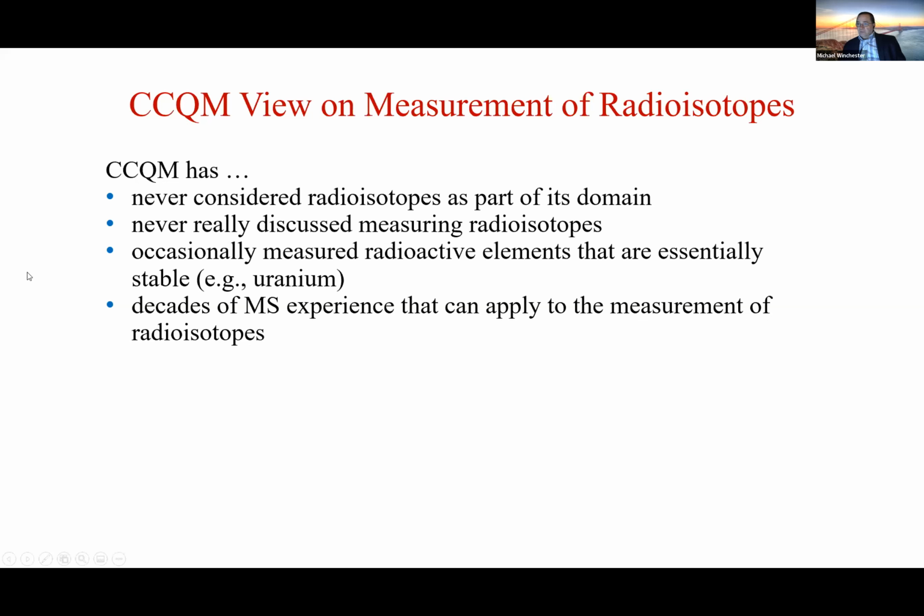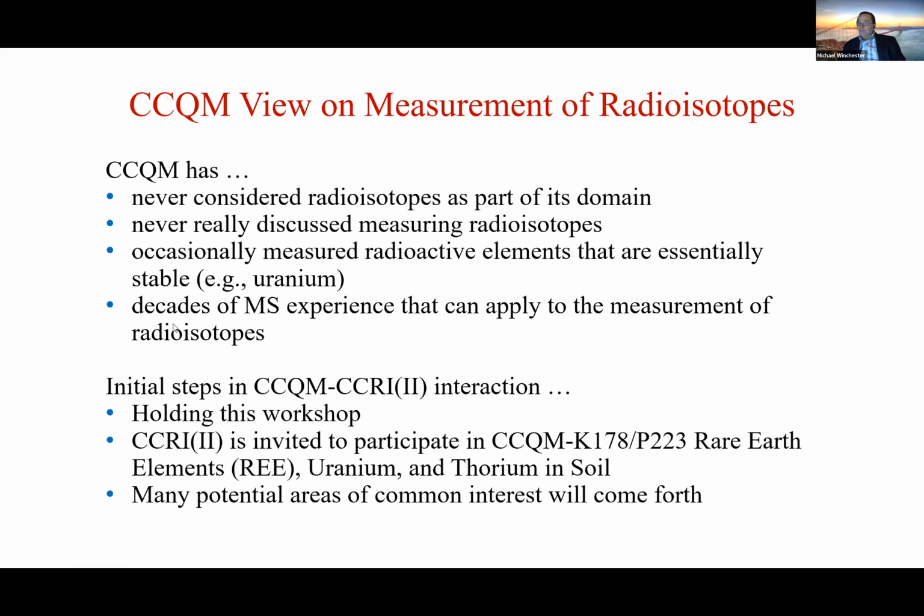But that having been said, we have decades of mass spec experience that can apply to measurement of radioisotopes, with special considerations taken into account, such as accounting for the radioactive decay that might happen during the measurement. I've seen some good examples of how that is done just in the past few months. So the CCQM certainly has an interest in this, so we just have to work with the CCRI Section 2 to be effective in collaborating.